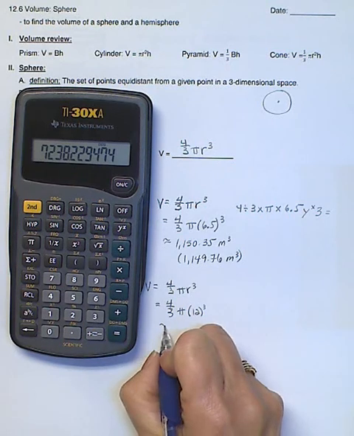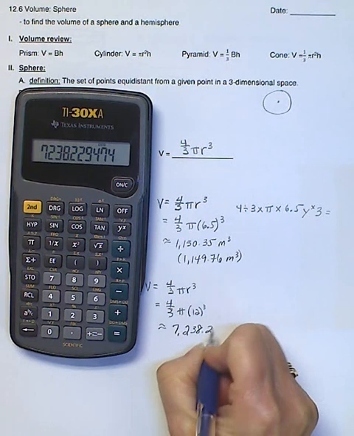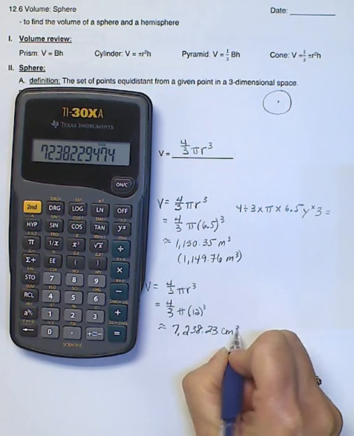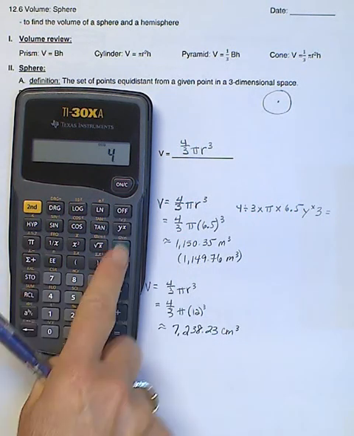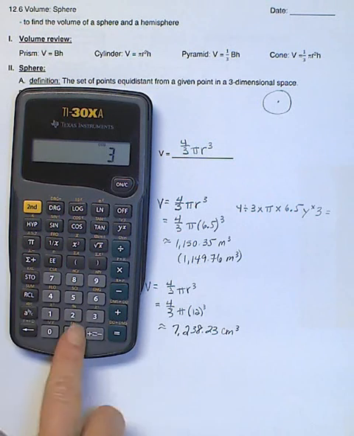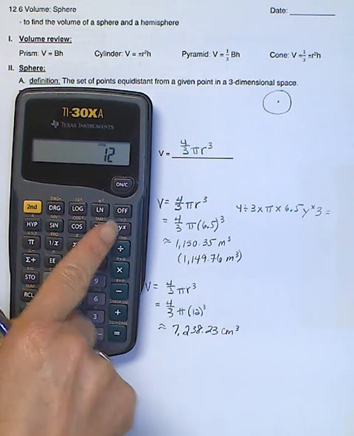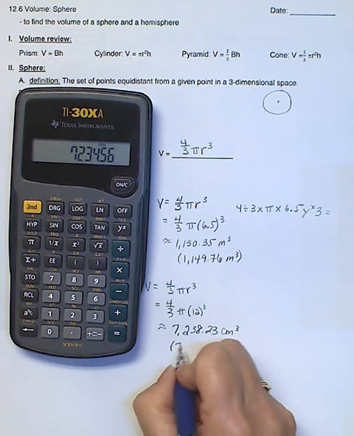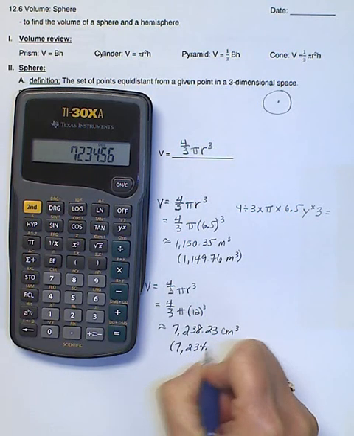So it's approximately 7,238.23 cubed. So one more time, 4 divided by 3 times, let's say 3.14 this time, times 12, there's my power button, an exponent of 3, and so for 3.14, I get 7,234.56 centimeters cubed.